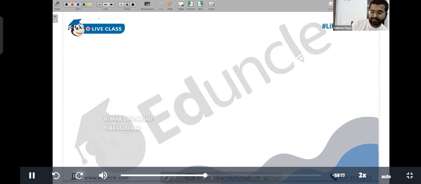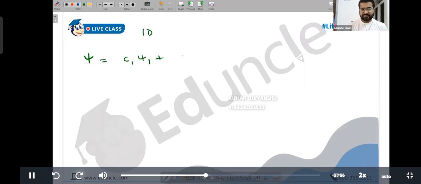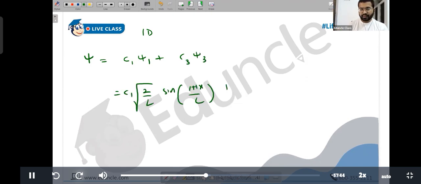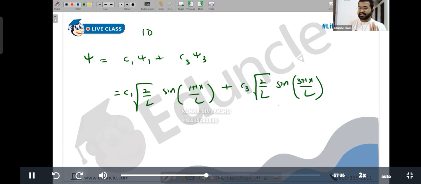Okay, people. Chalo, next. Now, also remember, just in case they give you a wave function of a particle that was a linear combination, like in a 1D box. It was a linear combination of, let's say, C1 psi1 plus C3 psi3. First of all, how do we write this? C1 psi1 means root of 2 by L sine 1 pi x by L. And C3 psi3 means root of 2 by L sine 3 pi x by L. Just n pi x by L you have to take care. So 1 will have 1 here, 3 will have 3 here. This is how we write the wave function.